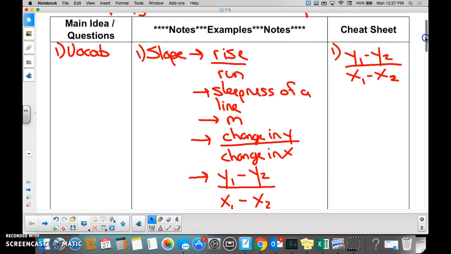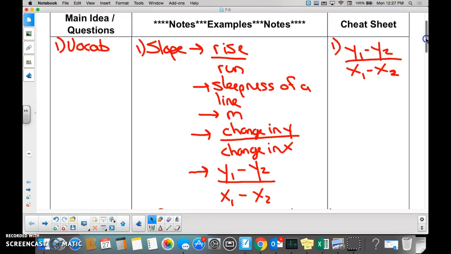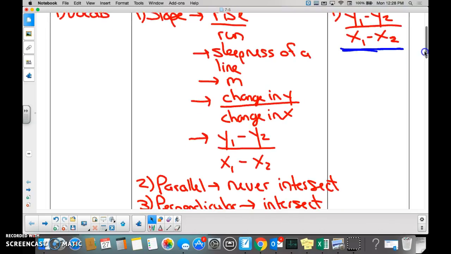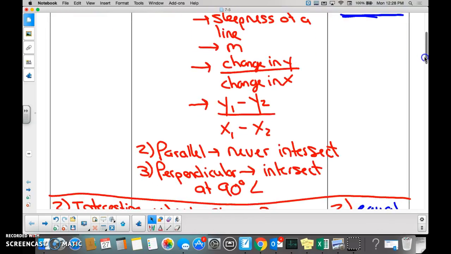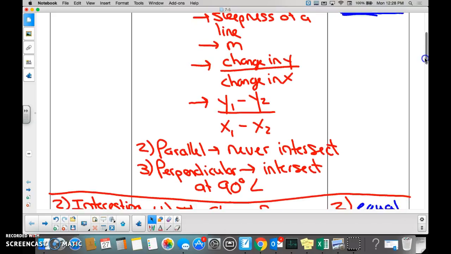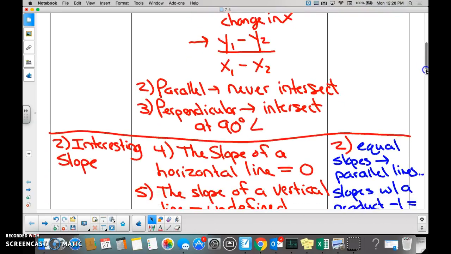We have 5 different ways of defining slope. All of those should make sense to you. The reason we went with the cheat sheet is because this is probably the one that is the most unfamiliar to you, but all of them are the exact same thing. It's just a way of looking at or defining slope. Parallel lines never intersect. Parallel means they never cross, and perpendicular means they intersect at 90-degree angles.